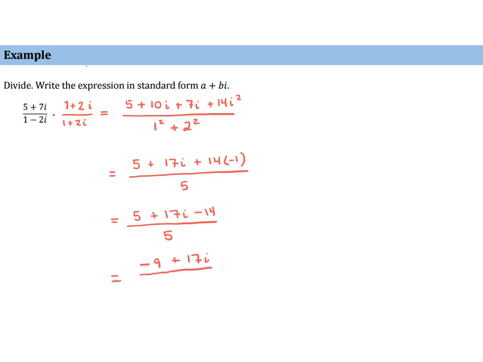That's all over 5. Now, keep in mind that we have to write our answer in standard form. So we need to see a real part and an imaginary part separated. Right now, this is not in standard form. So let's break that fraction up. We have -9 over 5 plus 17 over 5 i.